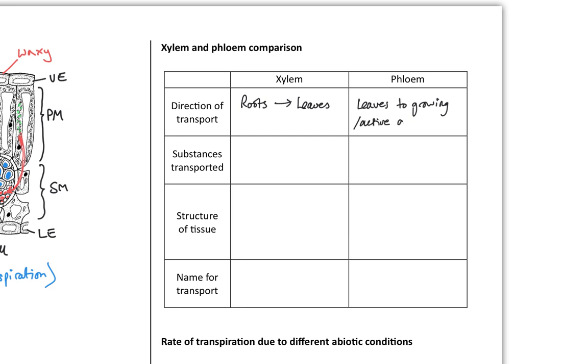So that growing might be like a potato under the ground, or it could be a flower, it could be a fruit. Active areas tend to be like the root hair cells that have got lots of mitochondria. They need to do lots of respiration, therefore they need the fuel of respiration, so they need some sugar. Xylem, in terms of what's transported, it's water, mineral ions. I've gone for the two that we need to know. Whereas phloem transports sugars made in photosynthesis.